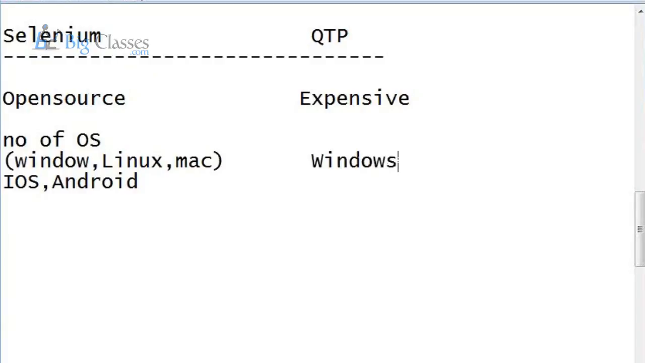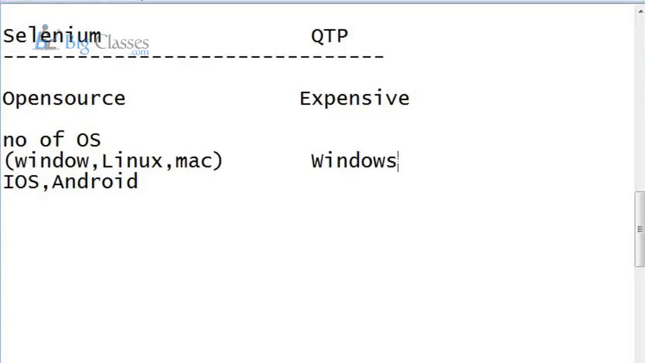For example, if one application our developers developed is on the Mac operating system, by QTP it's not possible, right? Only applications developed for Windows can be checked using QTP. But by using Selenium, we can test applications on a number of operating systems: Windows, Linux, Mac, iOS, Android. So a number of applications we can check here.